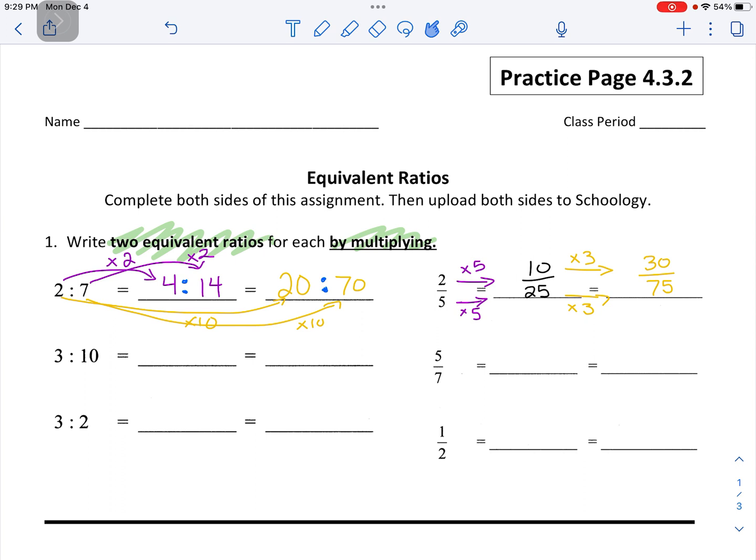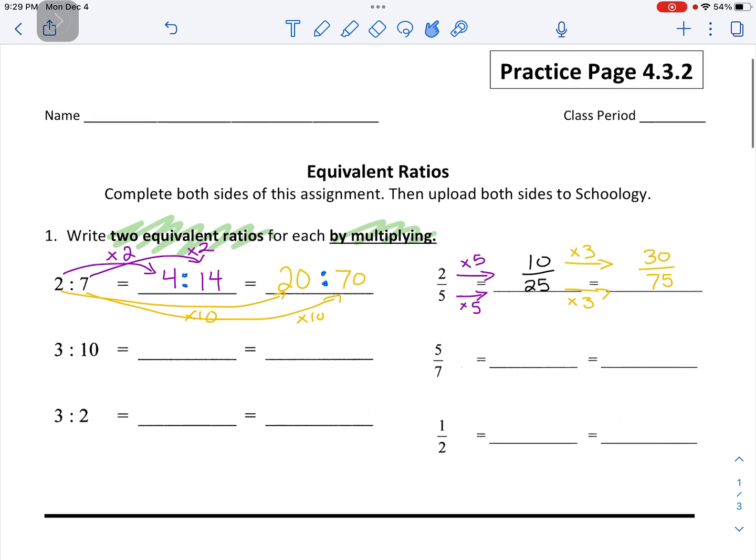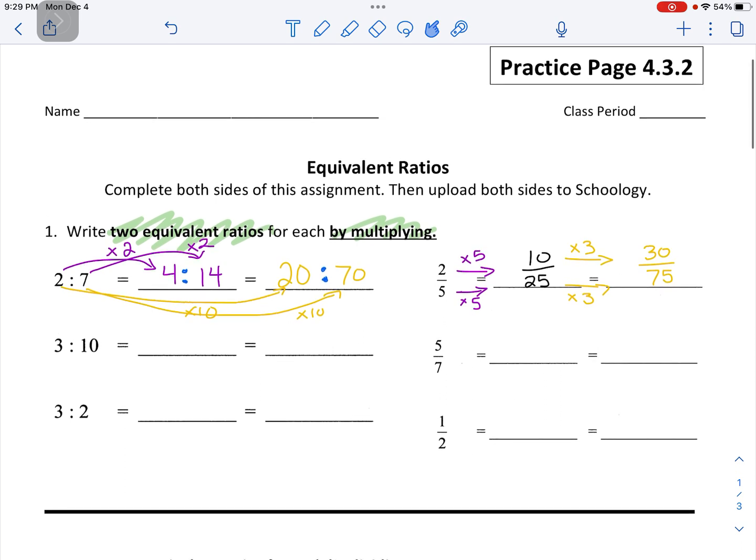All right, I think the top part is pretty easy. Pick any numbers you want to. You can pick any number in the entire world. It could be 532, right? But I like picking easier numbers to do.